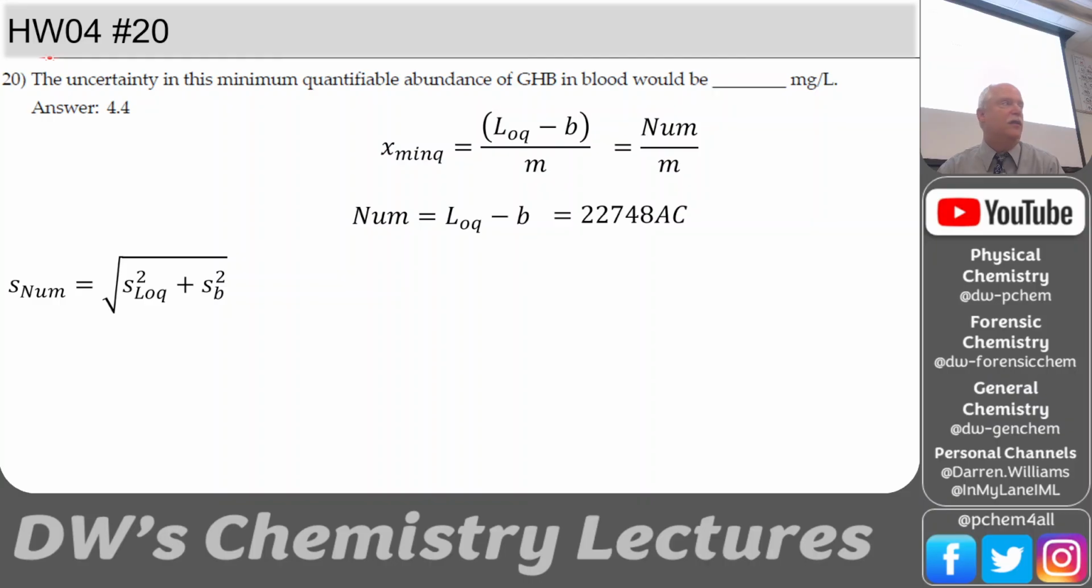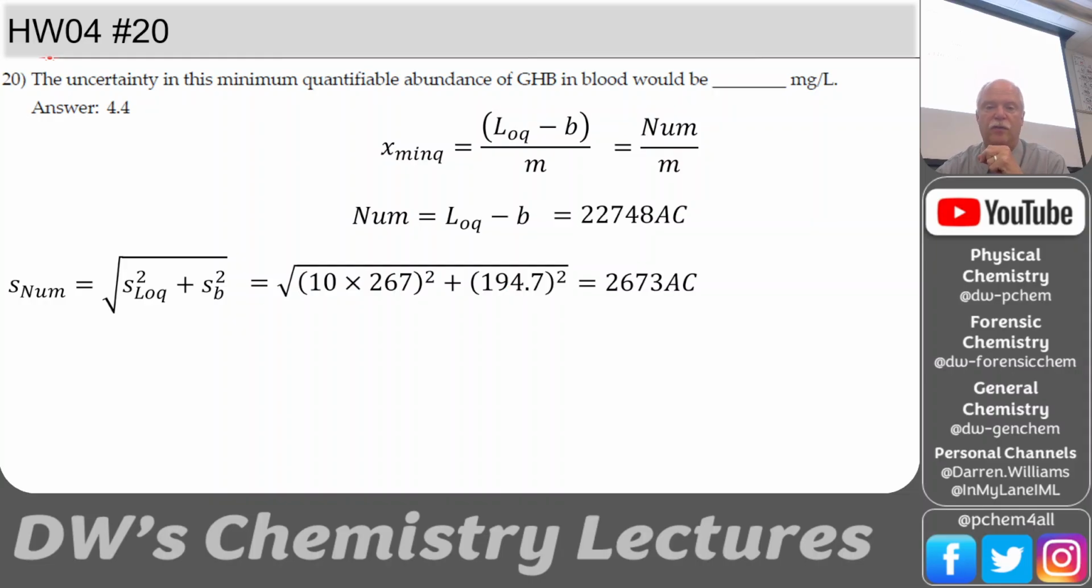In previous parts of this homework, we had calculated the uncertainty in the LOQ and the uncertainty in the intercept. LOQ was 10 times the blank value, 267, so that would be 2670. And then the 194 was out of the ANOVA table for B. And so that's 2673. So that's the uncertainty in the numerator.